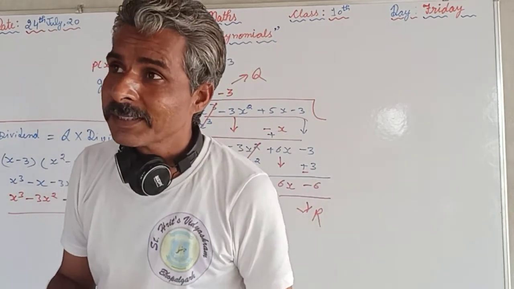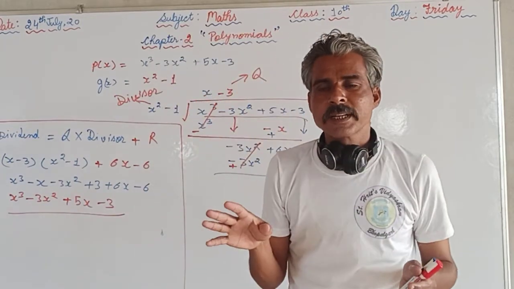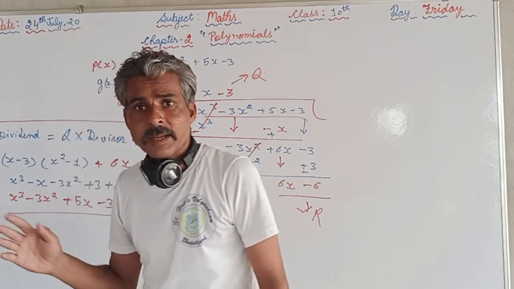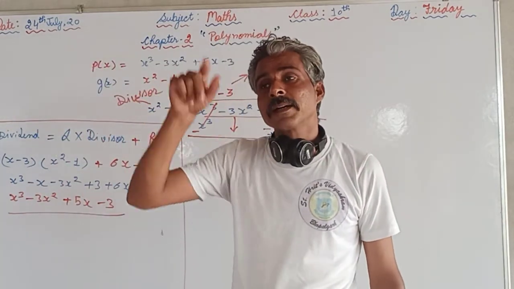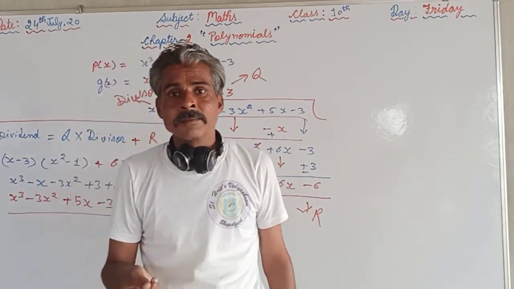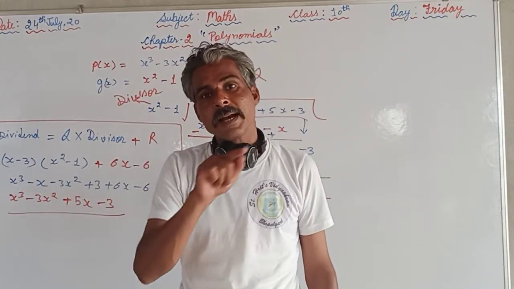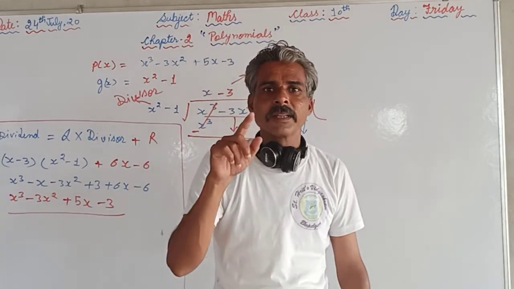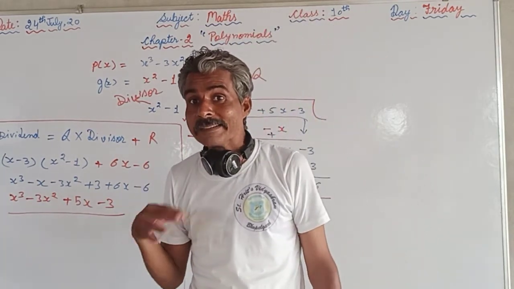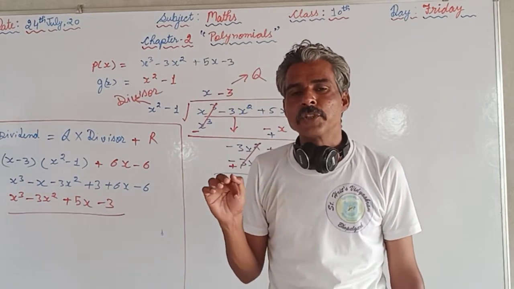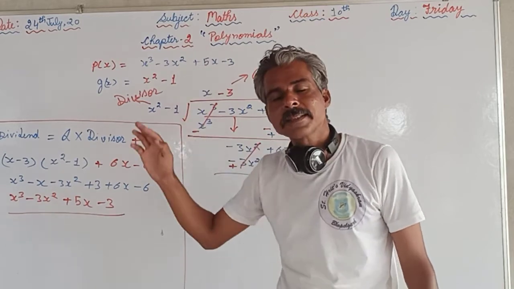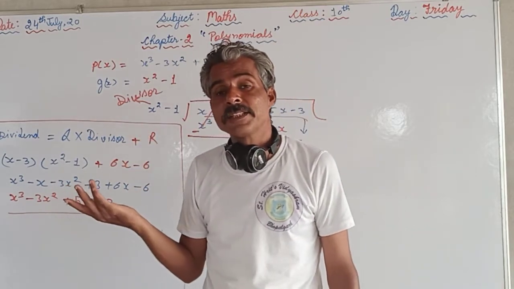In exercise 1.1, there are only graph questions, in which the polynomial y is equal to p(x) is given, and then the graphs are given. If the graph touches or cuts the x-axis, then we can say the zeros will be there. Or if it is not touching or cutting or intersecting the x-axis, then zeros will not be there. However many times it is cutting the x-axis, that many zeros will be there.